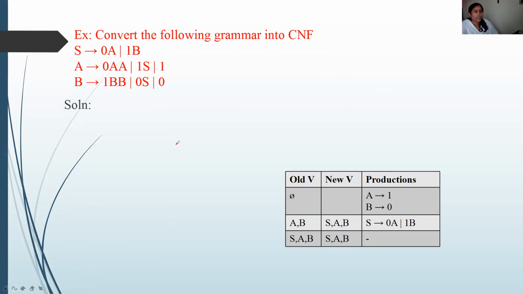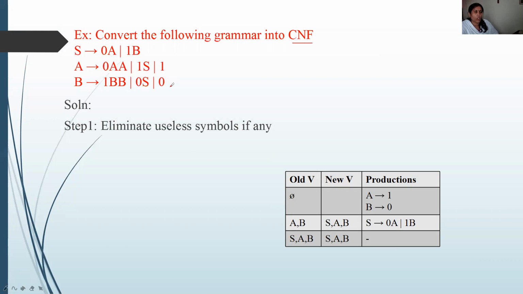Convert the following grammar to CNF, that is Chomsky normal form. The given grammar says S produces 0A or 1B, A produces 0AA, 1S or 1, B produces 1BB, 0S or 0. See, according to the requirement of conversion of a given grammar to a CNF, there should not be any useless symbols, there should not be any epsilon productions, there should not be any unit productions. We'll check one by one. First step: eliminate useless symbols, if any.